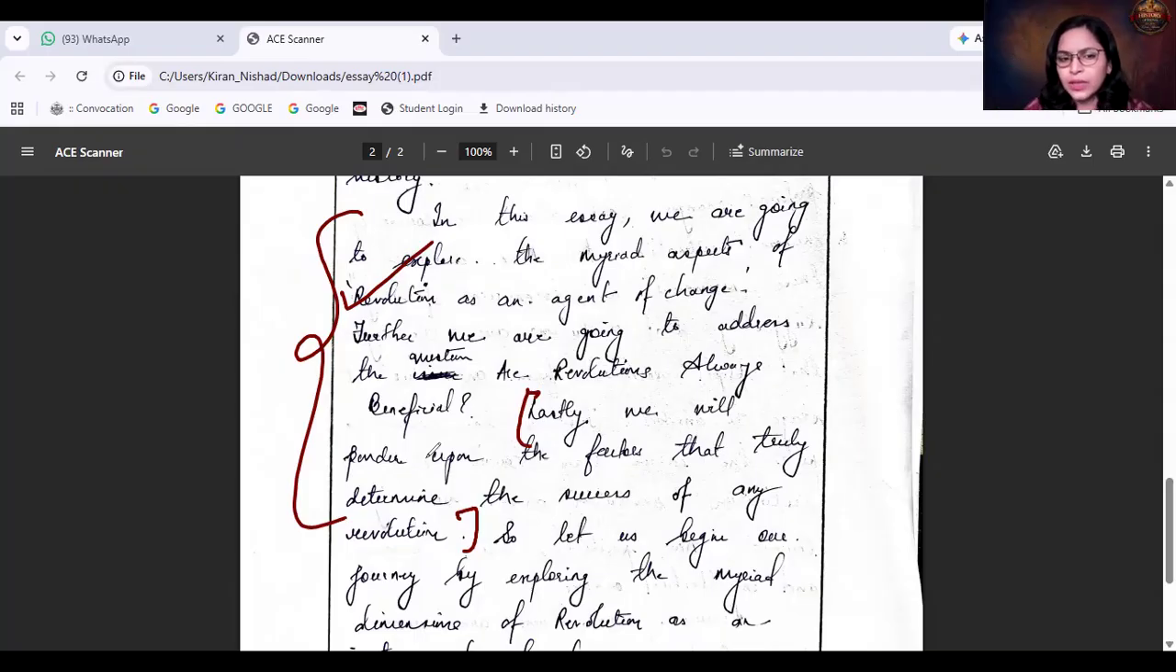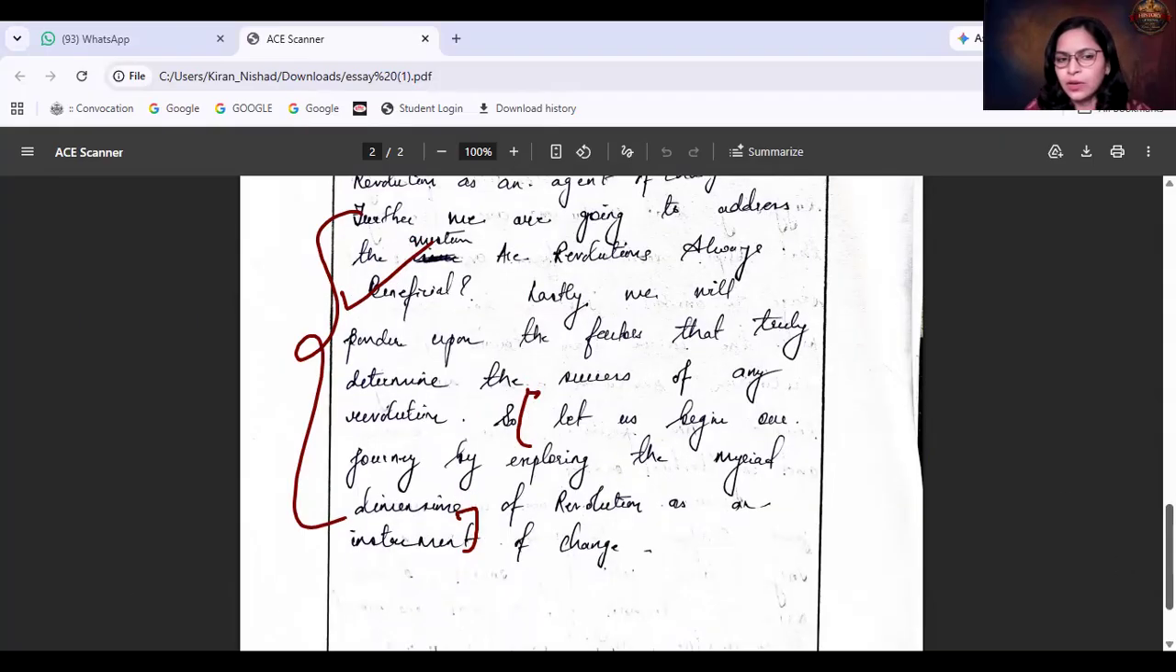Okay. And then I have mentioned the last line. So let us begin our journey by exploring the myriad dimensions of revolution as an instrument of change. So I've said that. Okay, now I'm going to begin with the very first aspect. My first aspect of the essay is revolution as an instrument of change. So I've written over here: let us begin our journey by exploring the myriad aspects of revolution as an instrument of change.